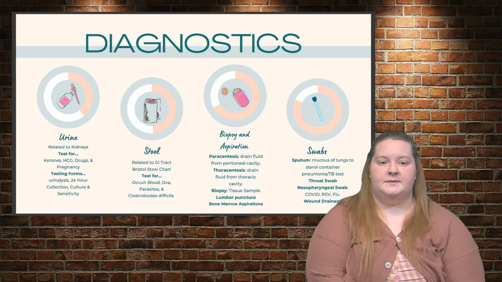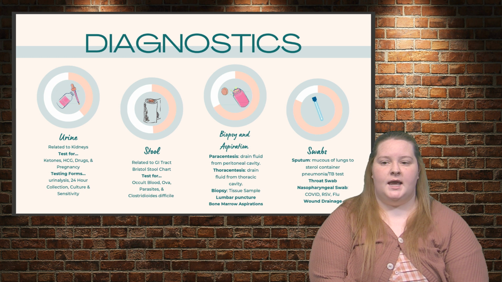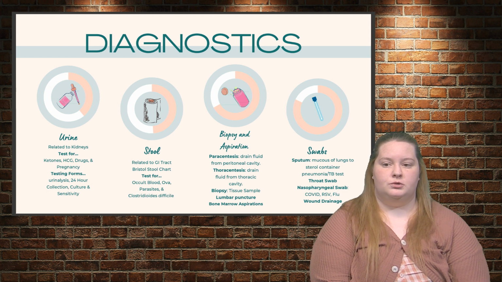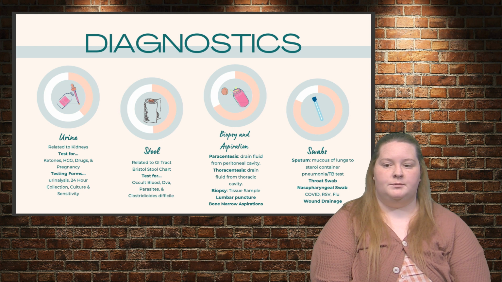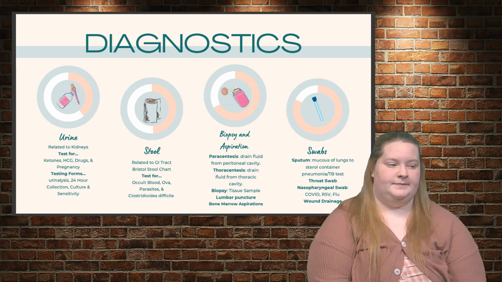And for stool, it's going to be related to your GI tract, and you're going to use a Bristol stool chart. And some things you can test for are your occult blood, ova, parasites, and C. diff.